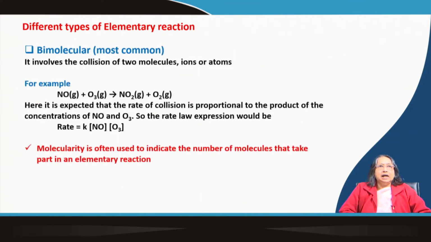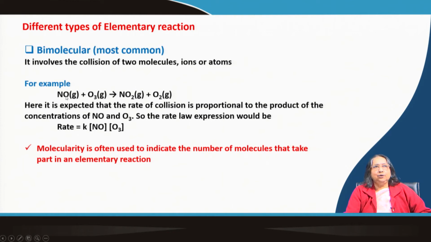Now, the bimolecular reaction is the most common. We have seen the decomposition of HI to hydrogen and iodine, or the reaction of hydrogen and iodine to form hydroiodic acid. Both are bimolecular reactions. This is very common. Many reactions are bimolecular reactions.